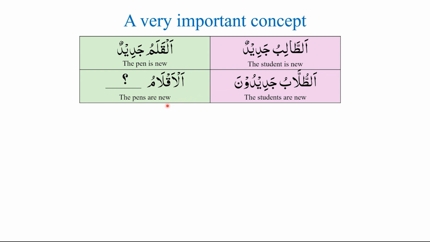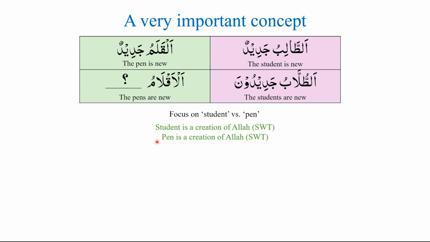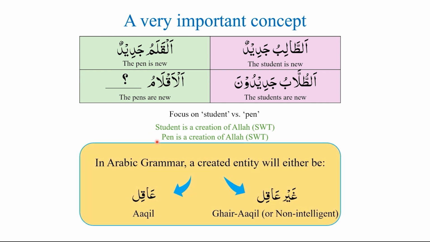But what if we want to say the pens are new? For the pens we will say al-aqlamu, but what will our khabar be? Let us focus on the student versus the pen. The student is a creation of Allah subhanahu wa ta'ala, and pen is also a creation of Allah subhanahu wa ta'ala. In Arabic grammar, a created entity will either be Akil or it will be Ghair Akil.